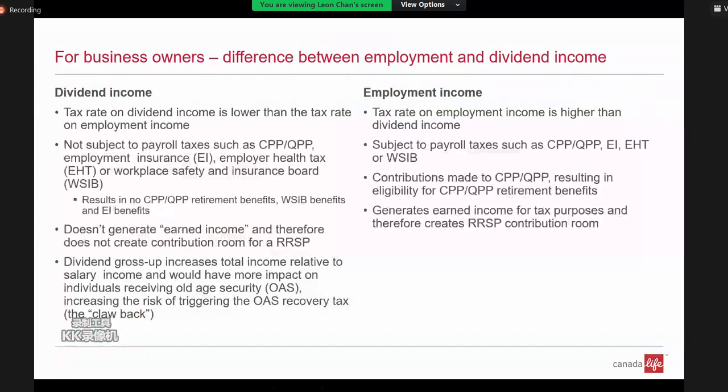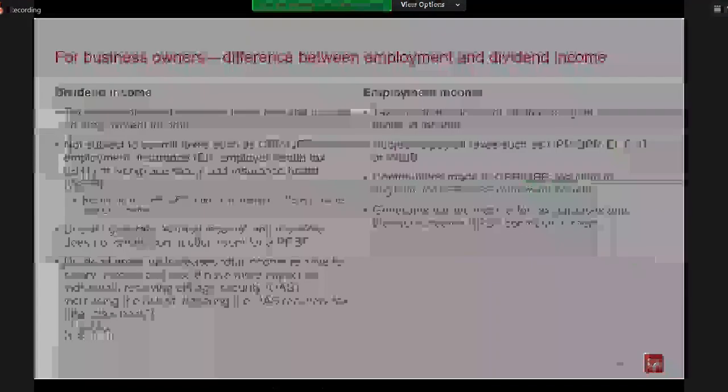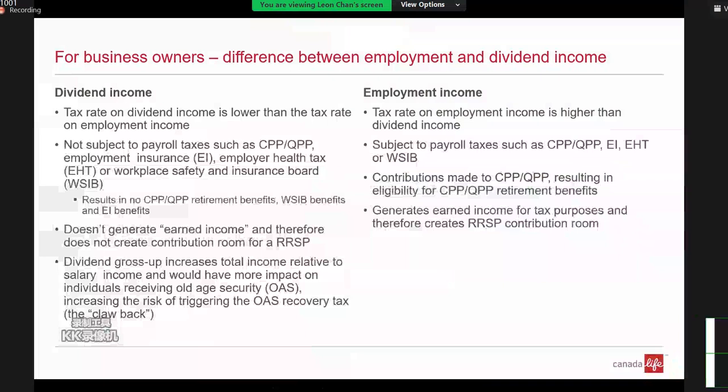Now, I just want to do a quick conversation on the difference between employment and dividend income. So dividend income, the tax rate on the dividend income is much lower than the tax rate on employment income, right? It's not subject to a variety of payroll taxes such as CPP, EI, employer health tax, or workplace safety and insurance board, right? So it results in no CPP retirement benefits or EI benefits, right? So that's one con of it.